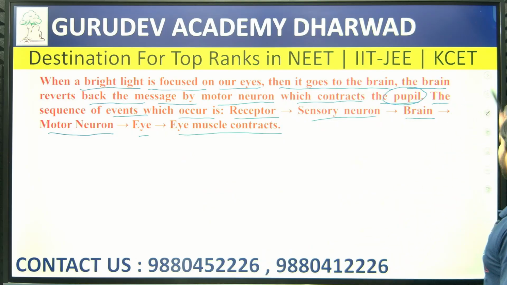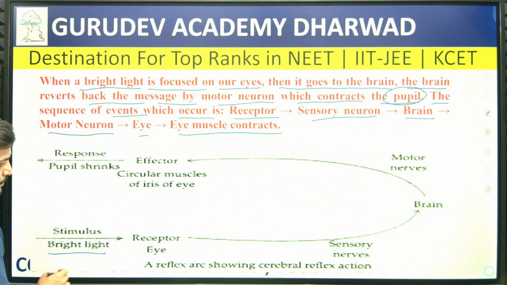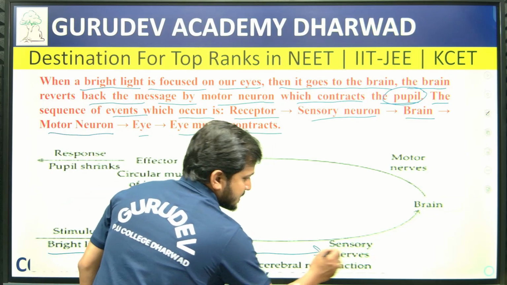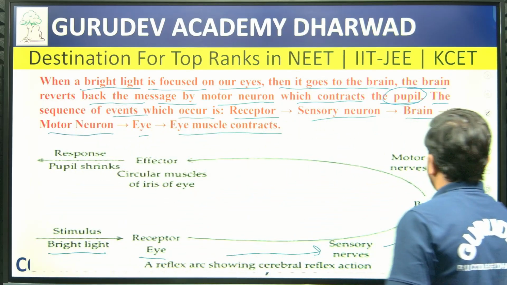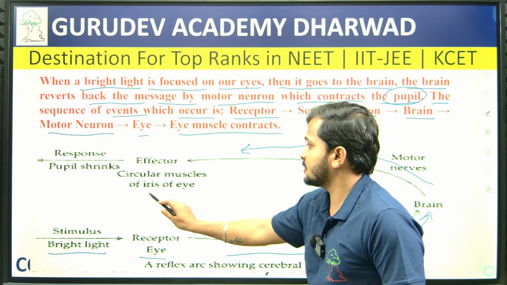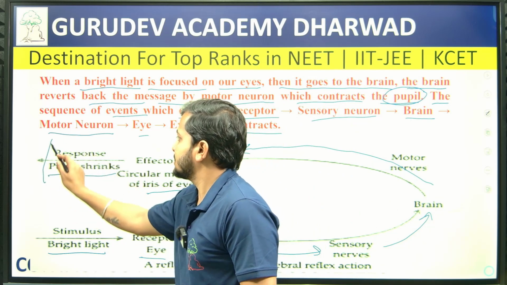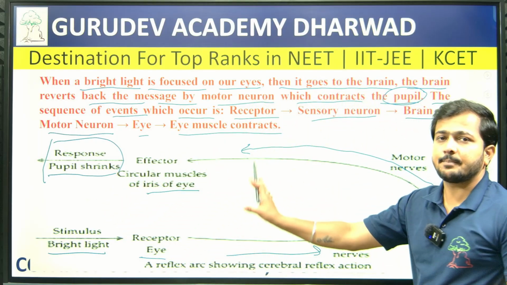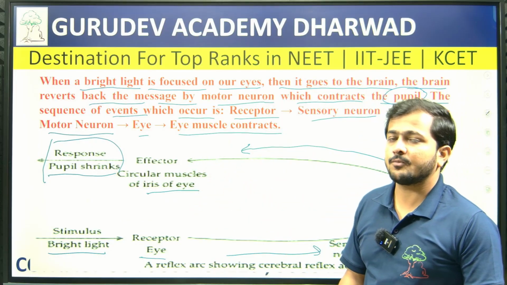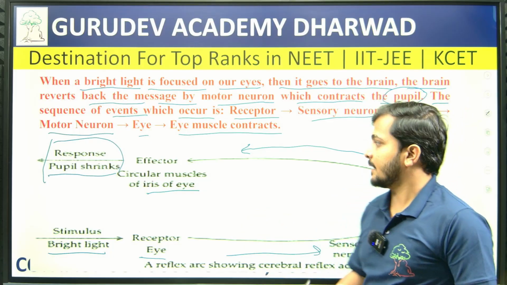So schematically, this is what you are going to find. The stimulus is bright light. The receptor, the eye, picks it up, then it is transferred by the sensory nerves to the brain. From the brain it goes back to the circular muscles of the iris in the eye. Then the response is that the pupil is going to shrink. So this is the actual schematic representation. You can pause the video and work out this schematic representation of how we respond when bright light falls onto our eye.